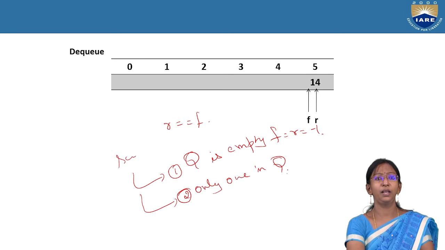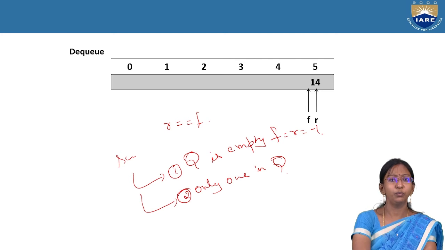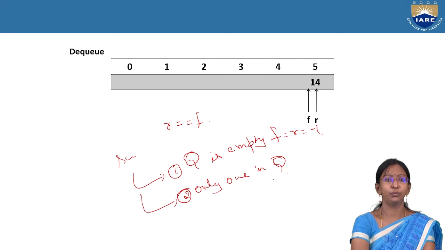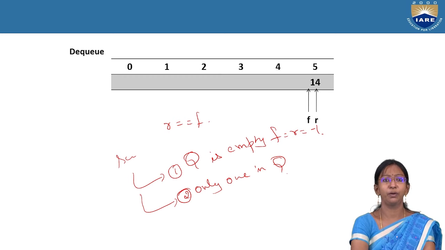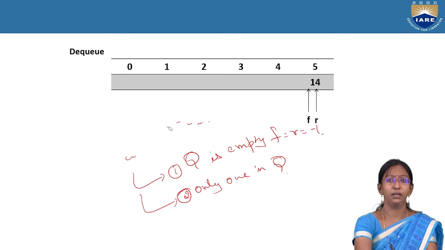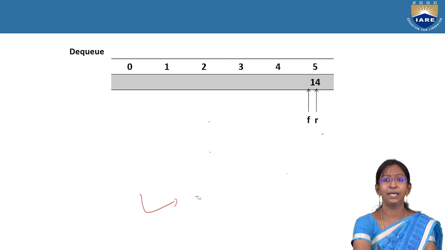If there is only one element, both front and rear will be pointing to that one. Okay, so we cannot specify at what index value. We never know, right? So if only one element is present, front and rear will be pointing to the same index, or if the queue is empty. So here you can see a scenario. There is only one element in the queue. So front and rear are pointing to only that element.